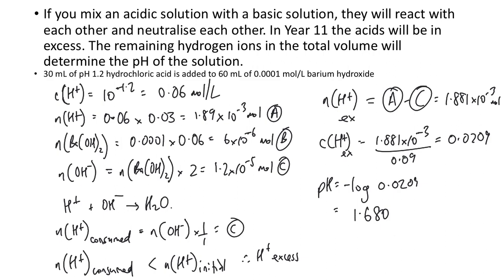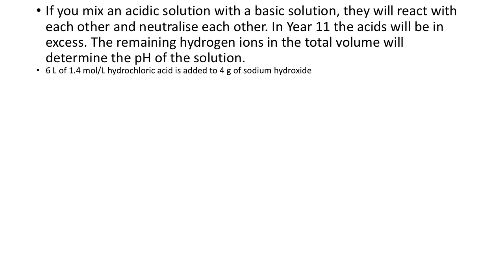Hopefully you gave that one a go, and then let's have a look at the next one. Okay, this one here I won't do, but the answer is pH is equal to negative 0.141. Okay, so it's a negative value because it's quite acidic. There's a concentration higher than 1 mole per liter of excess hydrogen ions. Okay, so just please make sure that you give it a go, and if you can't work it out, then please ask in class.